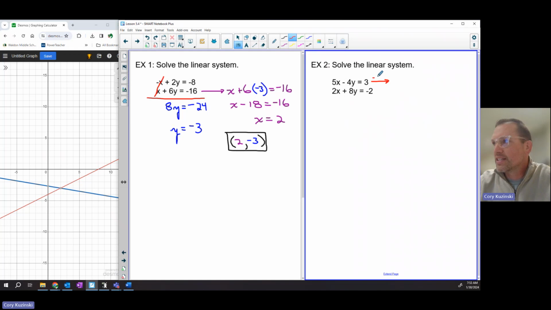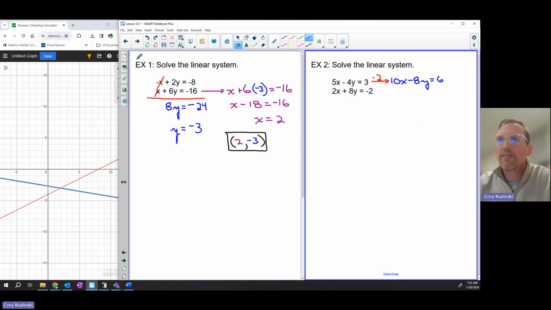So I'm going to multiply this by 2. I'm going to multiply the entire equation by 2. I can't just multiply one thing. I have to multiply everything by 2. So this is going to be what? 10x minus 8y equals 6.